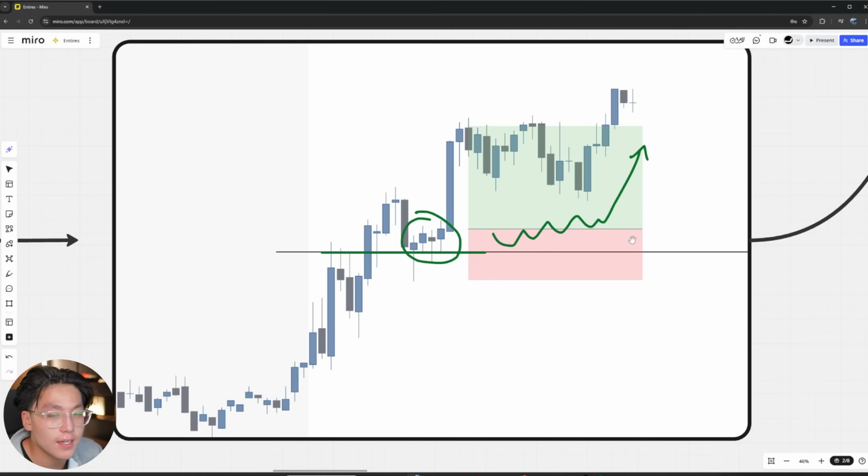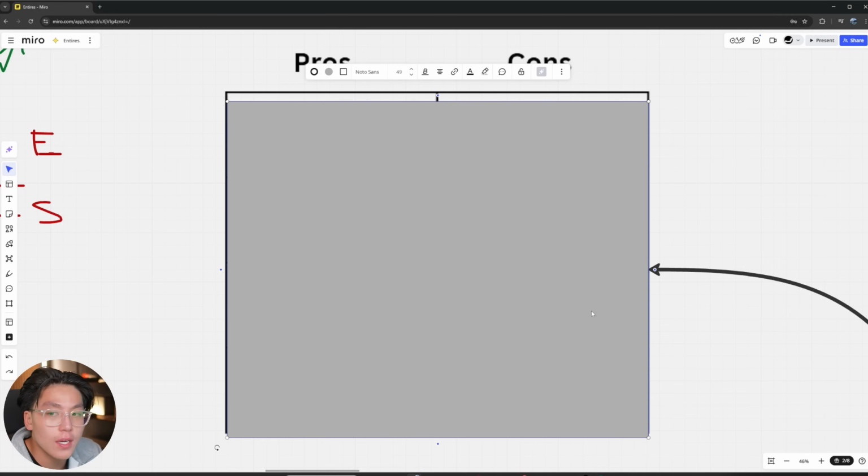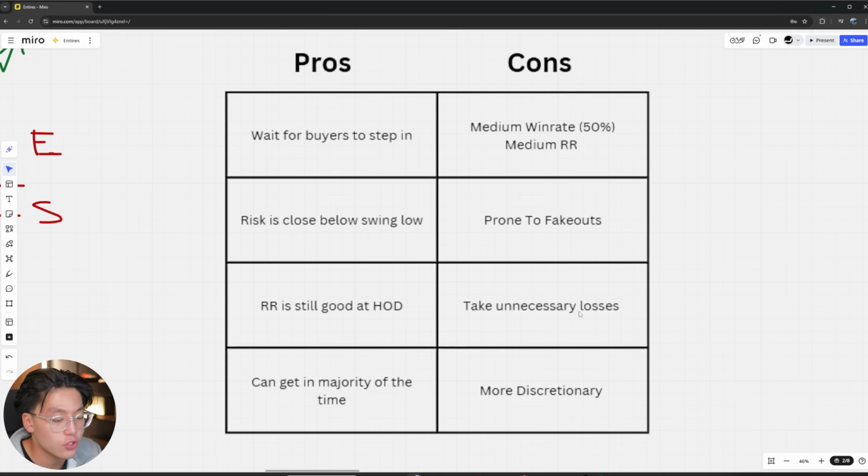So with this being said, now let's talk about some of the pros and cons that we have for the conservative entry model. So when we're looking at the pros and cons for our second entry model, pro number one is that we wait for the buyers to step in. So instead of buying every single break and retest, we're observing the price action and waiting for the buyers to step in off our key levels.